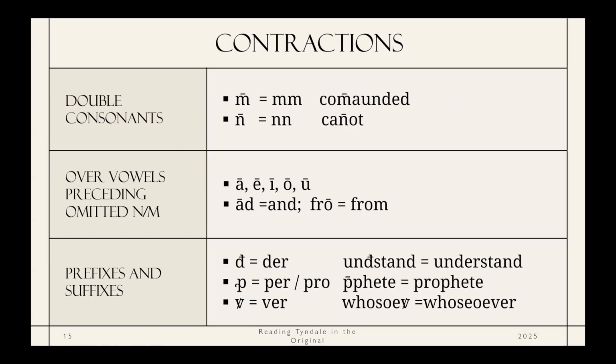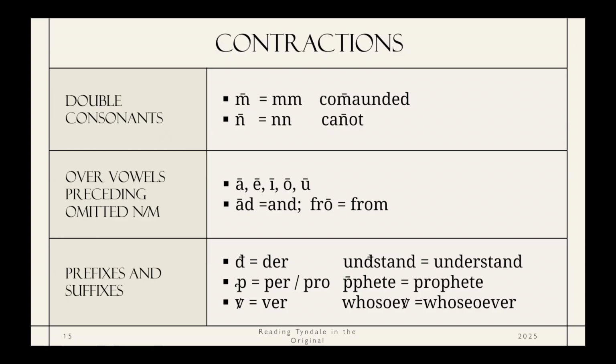Another feature of the texts of Tyndale are contractions caused by a line over a letter or a line through a letter. Very common is a line over an M or an N, which effectively says this letter is doubled. So quite common in the text is "commanded" with an M with a line over, and we would spell that with a double N now. Another example is "cannot", which we would spell with a double N, and is an M with a line over. But sometimes it is double M and sometimes it is double N, so this wasn't done consistently.